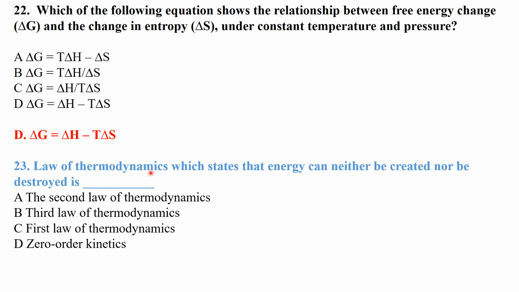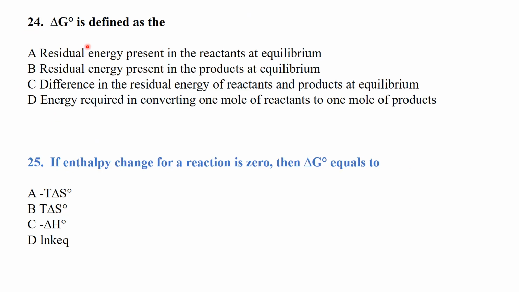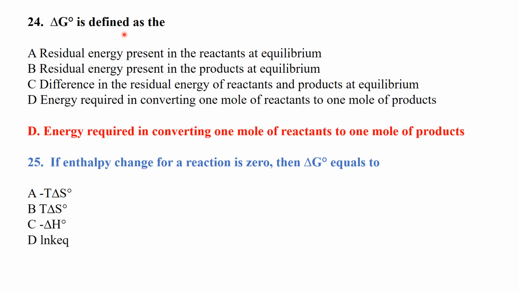The law of thermodynamics which states that energy can neither be created nor be destroyed is... तो ये फर्स्ट लॉ ऑफ थर्मोडायनेमिक्स है जिसमें ये बताया जाता है कि एनर्जी को ना तो क्रिएट किया जा सकता है ना ही डिस्ट्रॉय किया जा सकता है. डेल्टा जी नॉट इज डिफाइंड एज, तो डेल्टा जी नॉट की डिफिनेशन है एनर्जी रिक्वायर्ड इन कन्वर्टिंग 1 मोल ऑफ रिएक्टेंट्स टू 1 मोल ऑफ प्रोडक्ट्स. And if the enthalpy change for a reaction is zero, then delta G is equal to, और जब enthalpy change zero होगी तो delta G will be equal to minus T delta S naught.